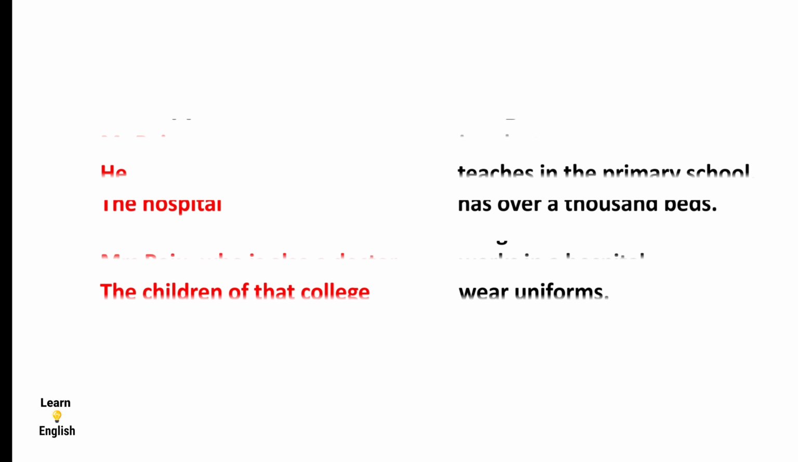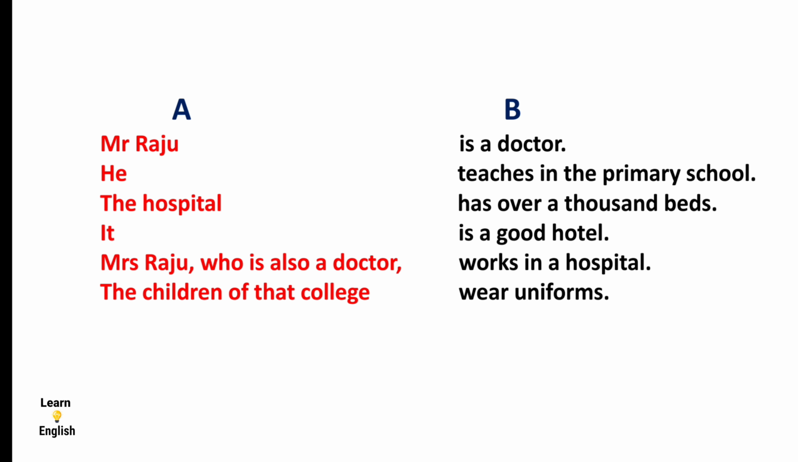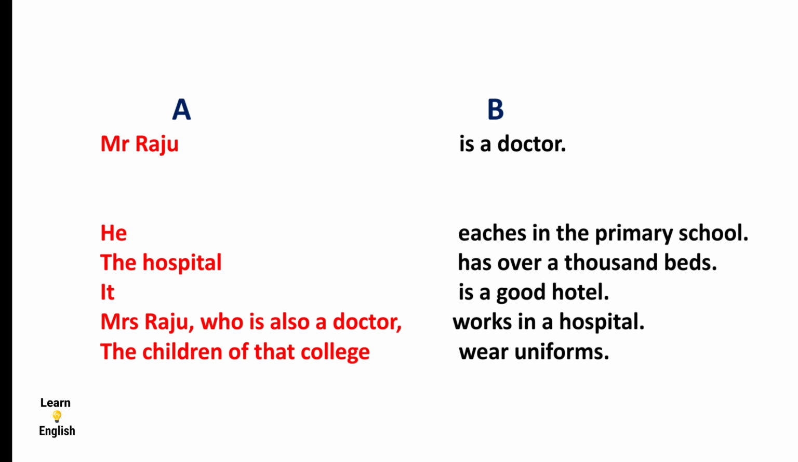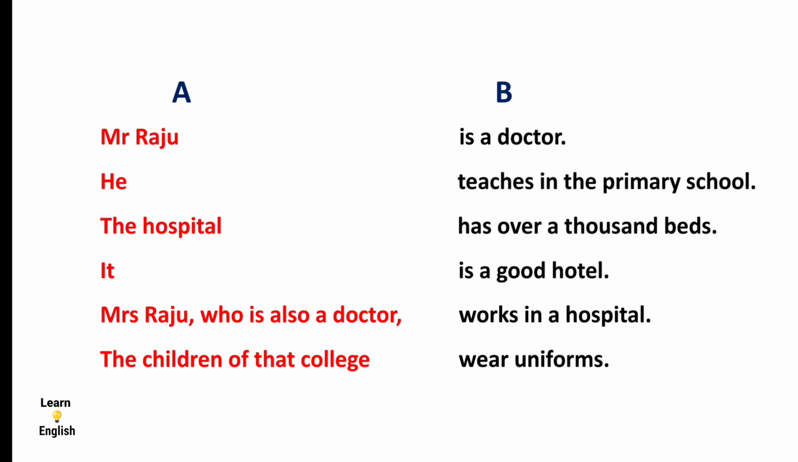The first part, under column A, is called the subject. The second part, under column B, is called the predicate. Every grammatical sentence usually has a subject part and a predicate part. In each of the sentences given above, the predicate part has a verb which says what the subject is, what the subject has, what the subject does, etc. For example, in the first sentence above, the predicate part, is a doctor, says what Mr. Raju is.